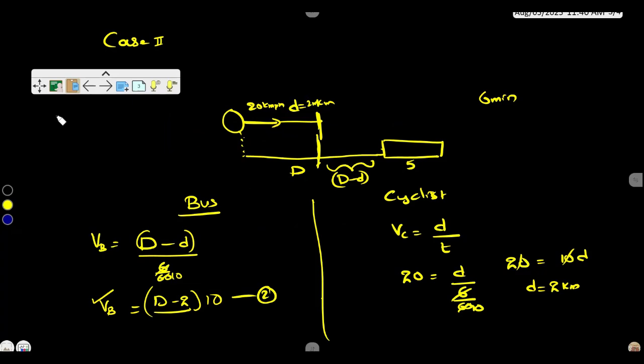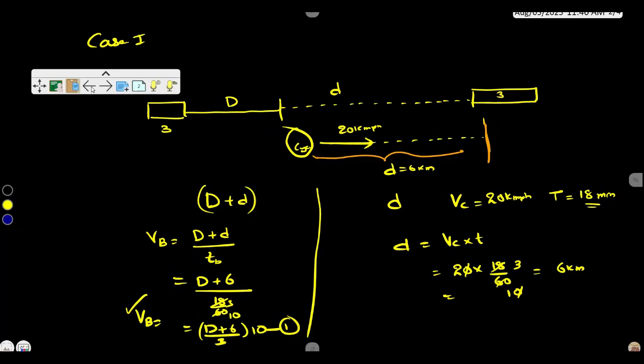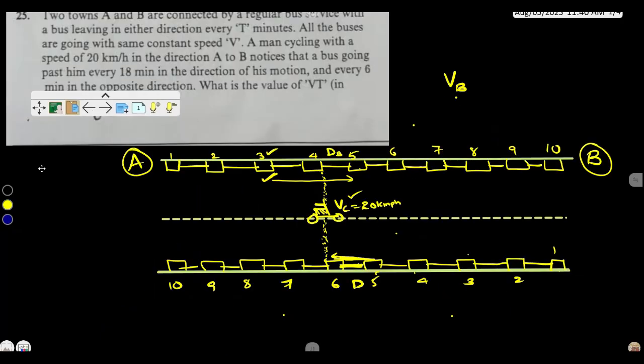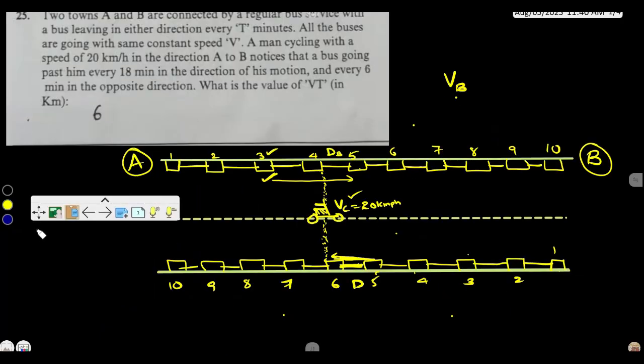Now we can substitute in any equation to get the velocity of the bus. Let us substitute in this equation. Velocity of the bus is equal to 6 minus 2, into 10. That is nothing but 6 minus 2 is 4. 4 into 10 is 40 kilometers per hour. Okay. So the velocity of the bus is 40 kilometers per hour.